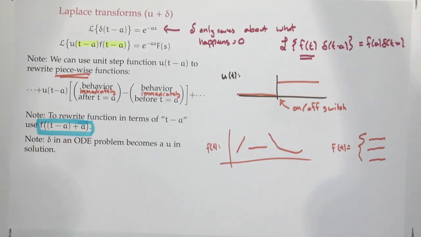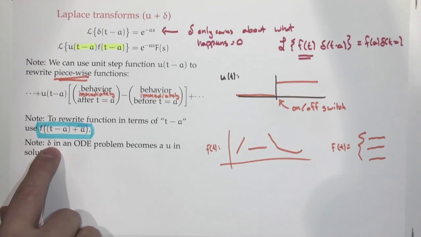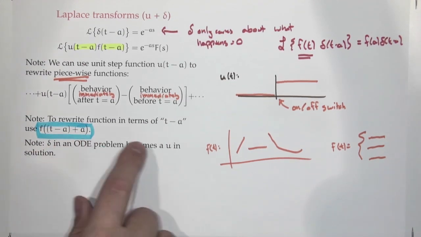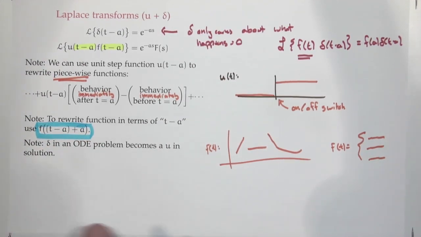And now, where do these show up? U and delta show up in lots of problems. Delta shows up a lot in spring problems when you want to whack it with a hammer, or U shows up in a problem where you're saying that the behavior changes. If you do have a differential equation problem which involves a delta, the delta will become a U in the solution. That's just a note to check your reasonableness. All right, so anyways, that's a summary of Laplace transforms.